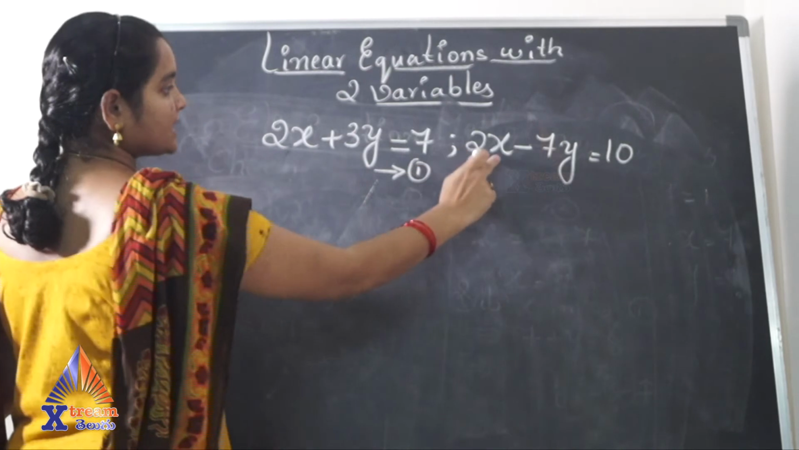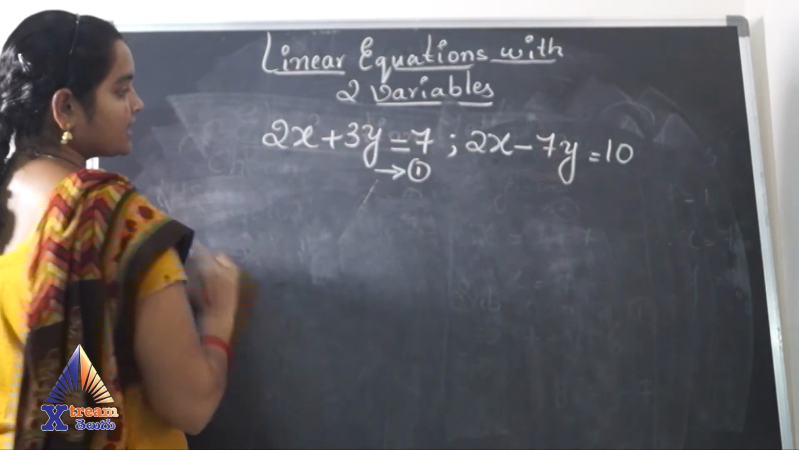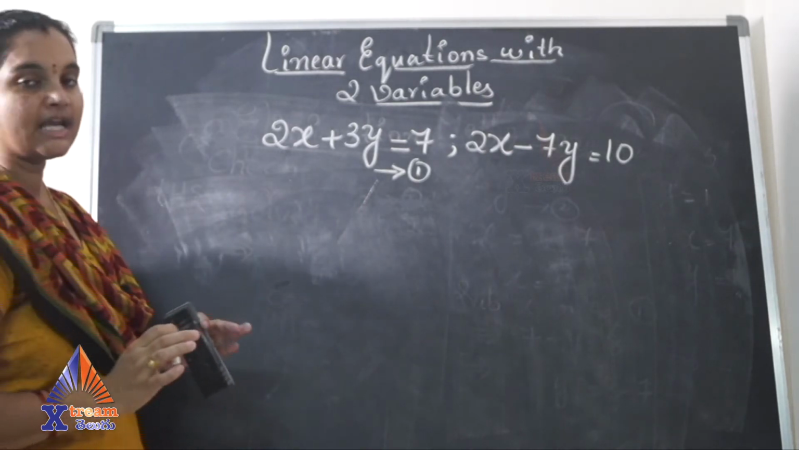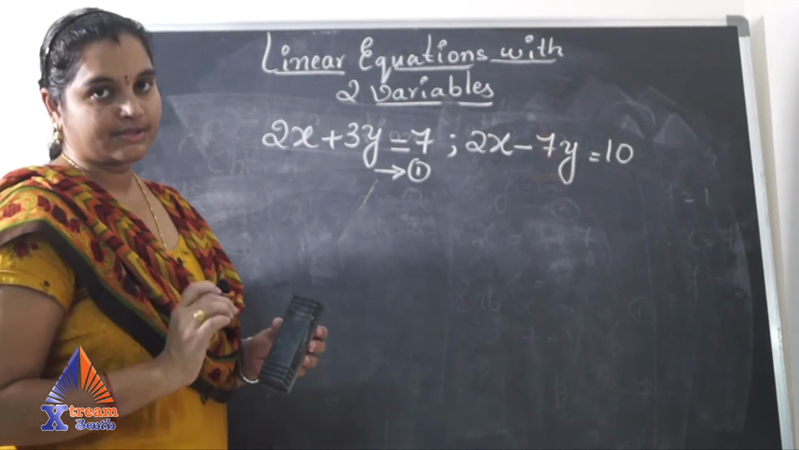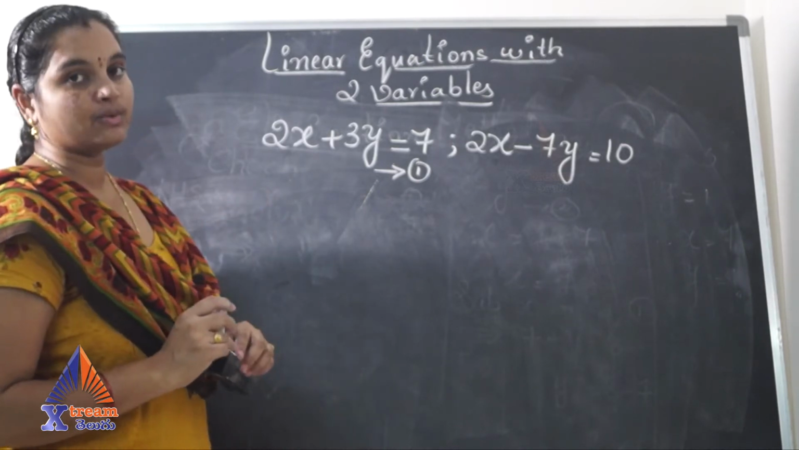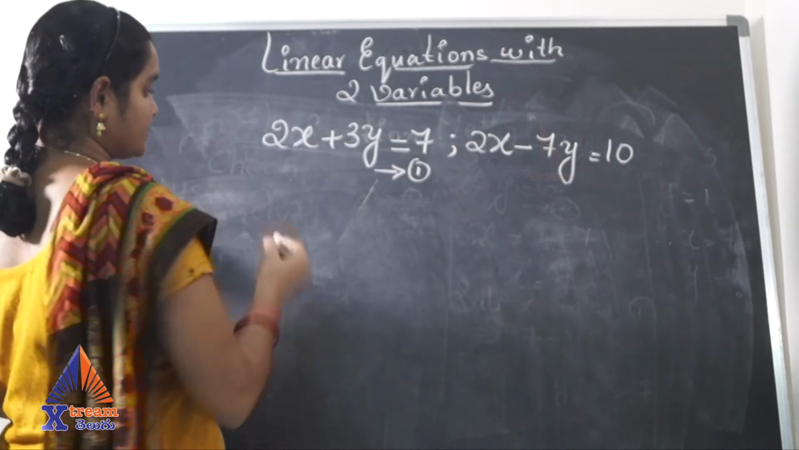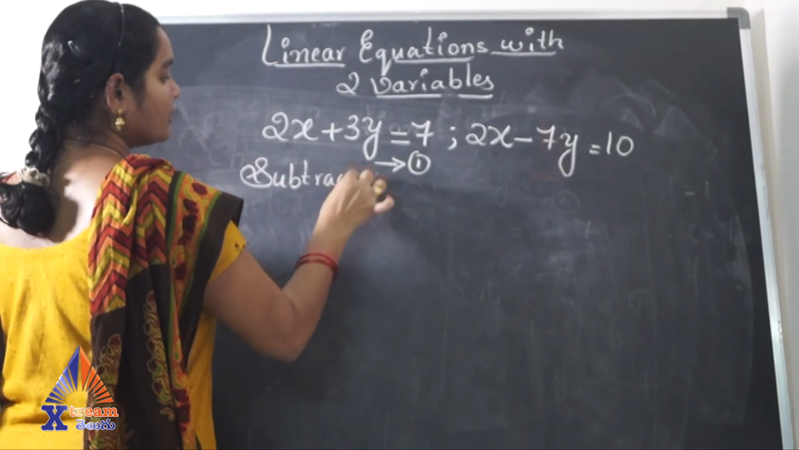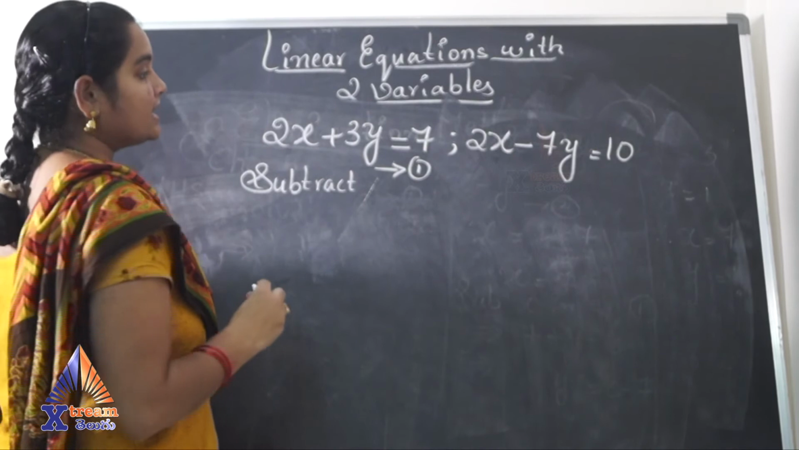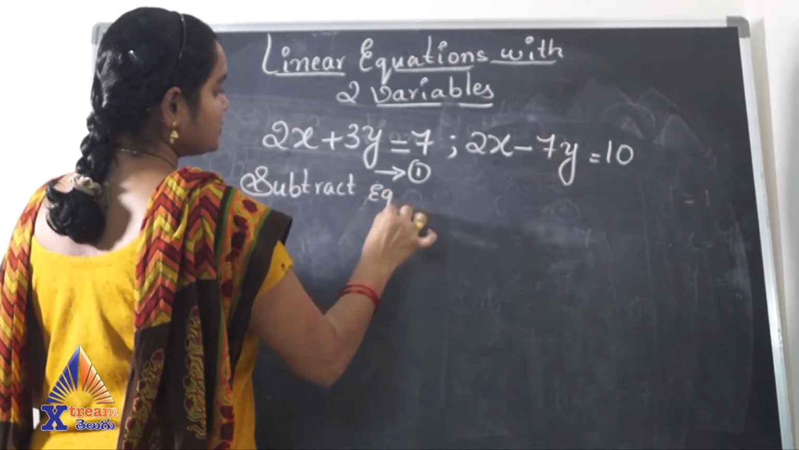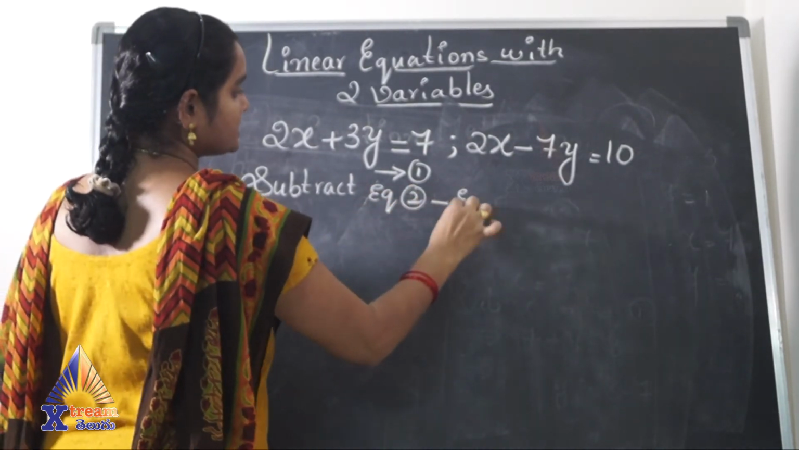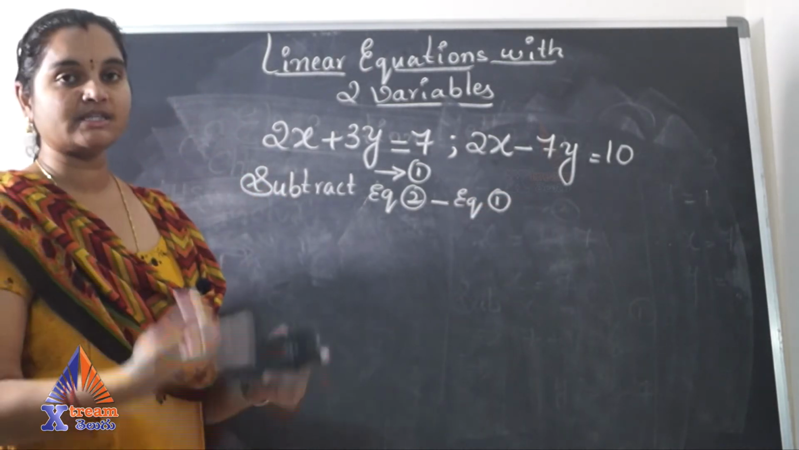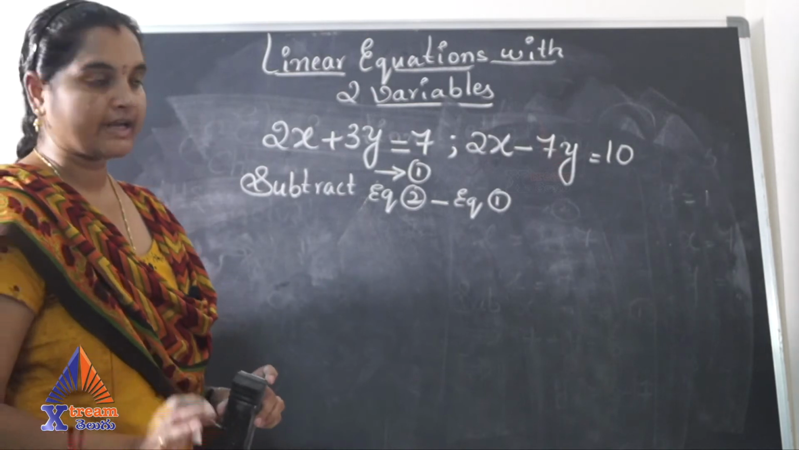Now here 2x and 2x both are like terms. But if we add this equation, we don't have a chance of getting the terms cancelled. So in this case, what are we doing? We are subtracting the equations. So let's subtract. You have to mention what from what. Okay, subtract equation 2 minus equation 1. If you want to do equation 1 minus equation 2, that is also fine.